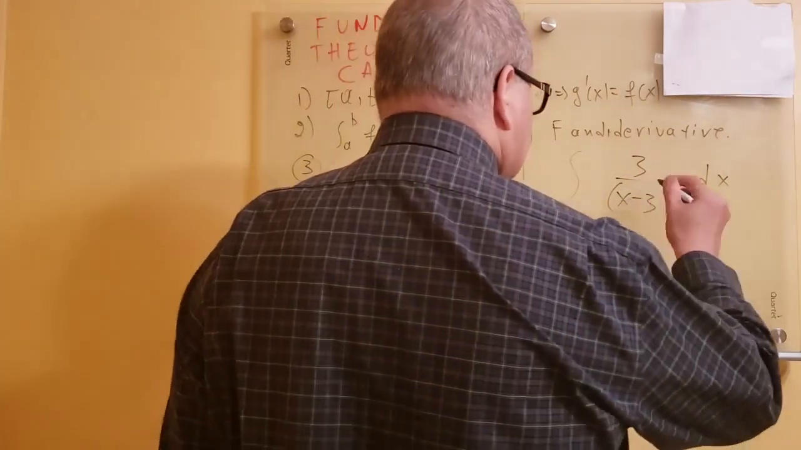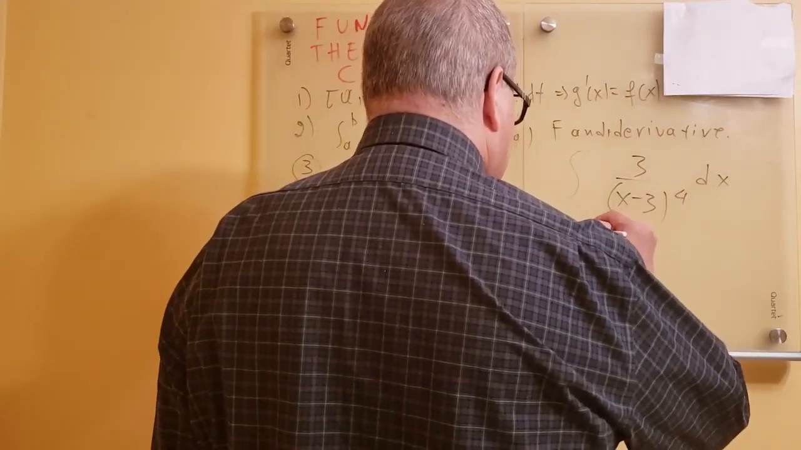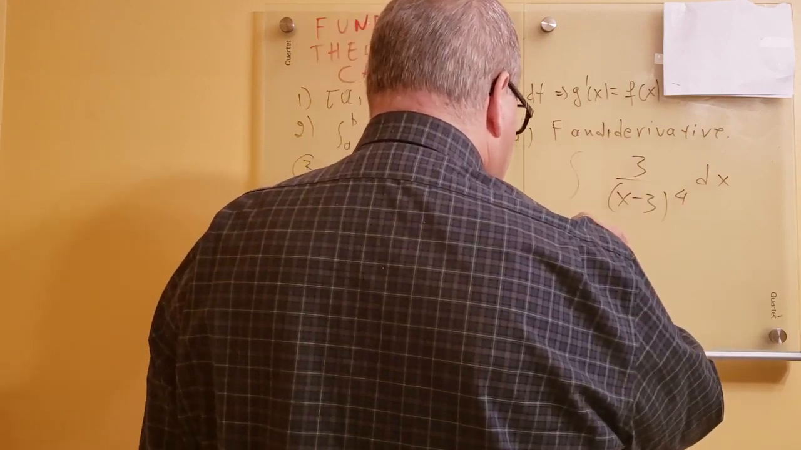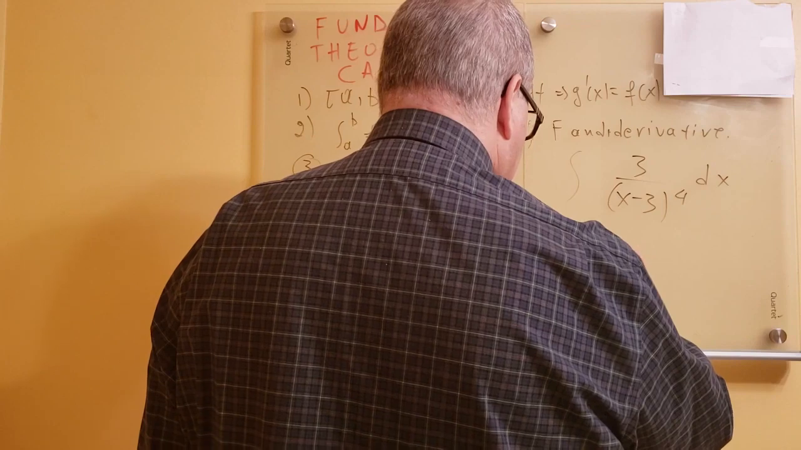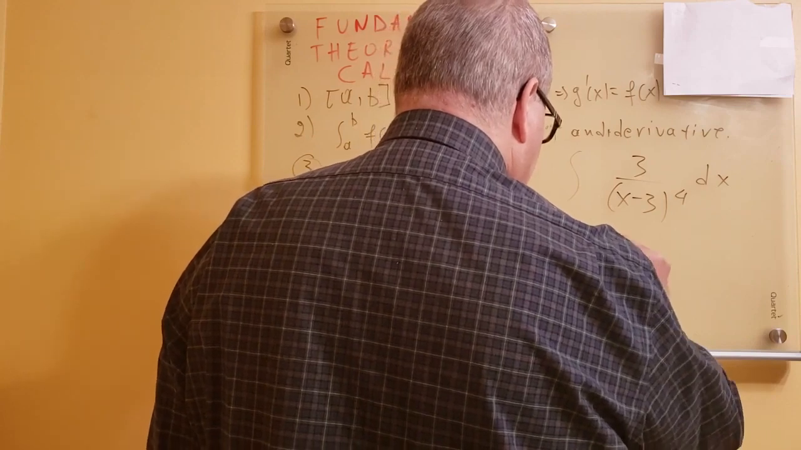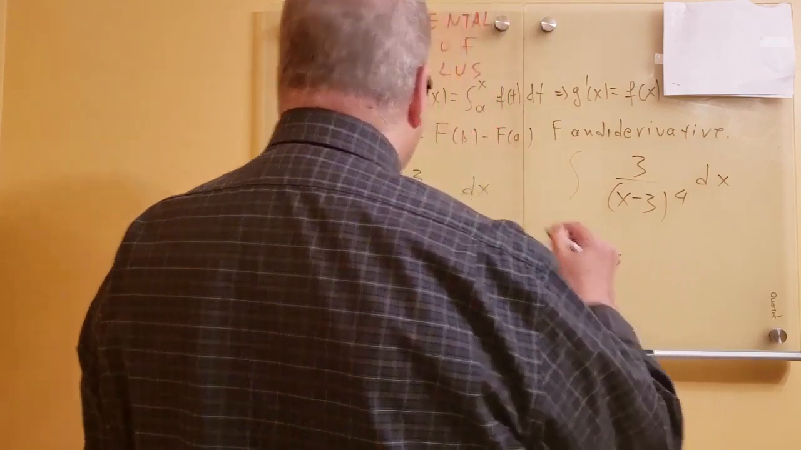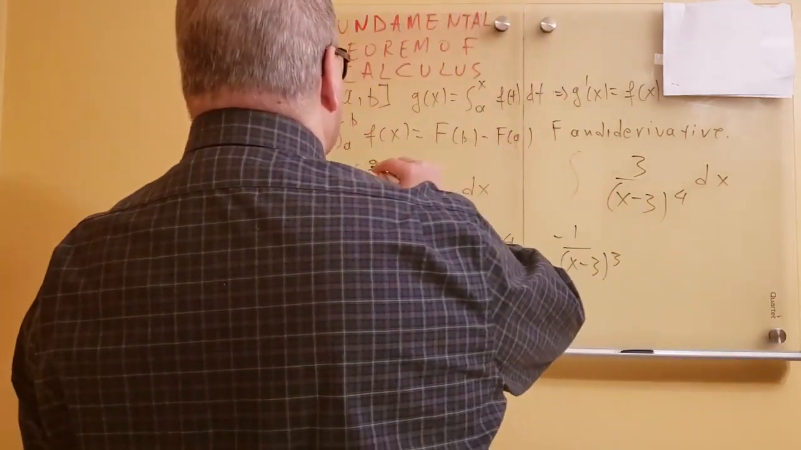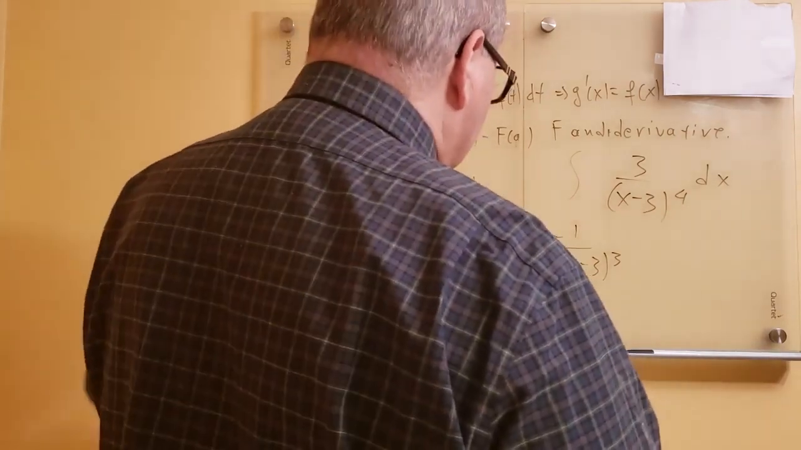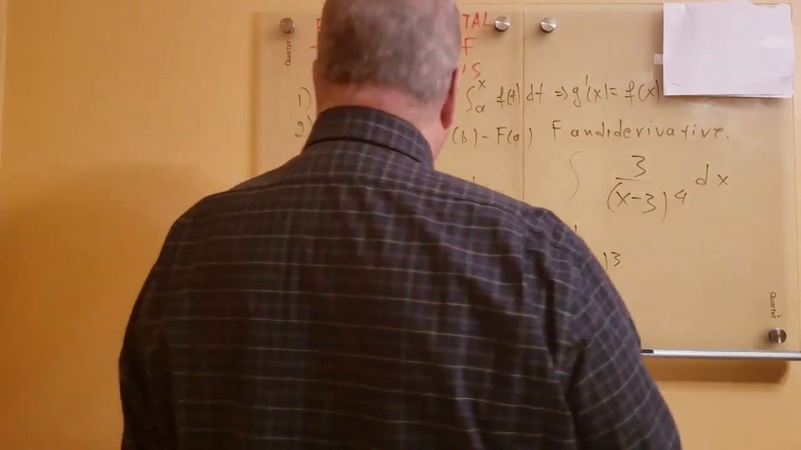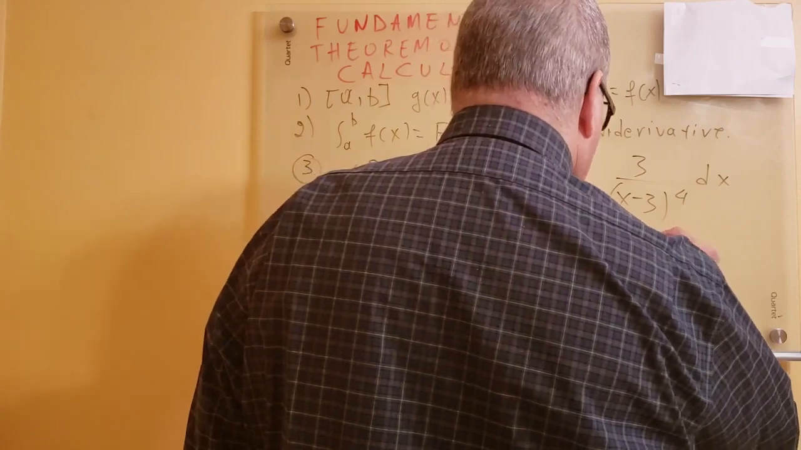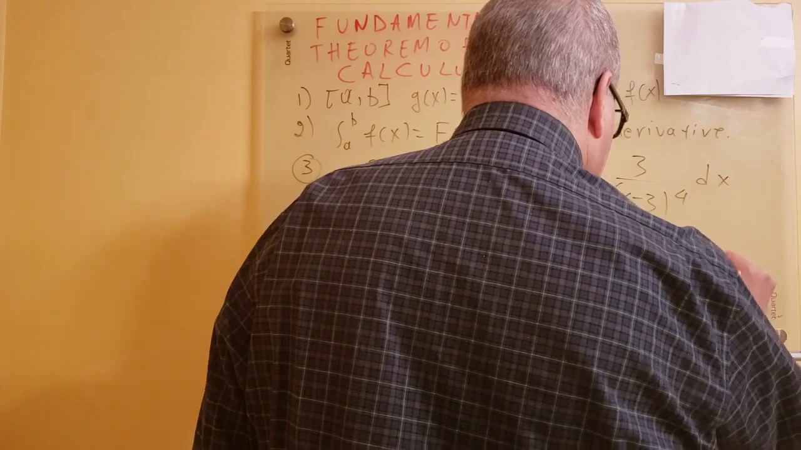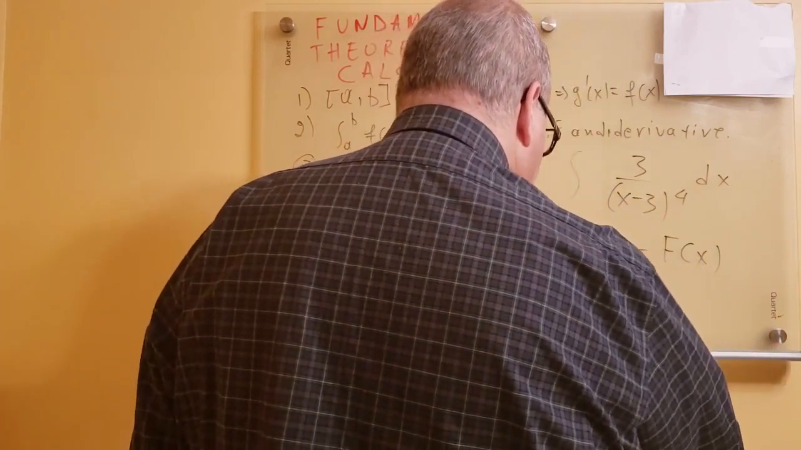So we know that the antiderivative of this, the capital F, will be minus 1 over (x minus 3) to the third. If you apply it now, you have to evaluate it at the upper limit, which is 2. So let's evaluate it to see what happened. This is the capital F of x, so you evaluate it at F of 2.